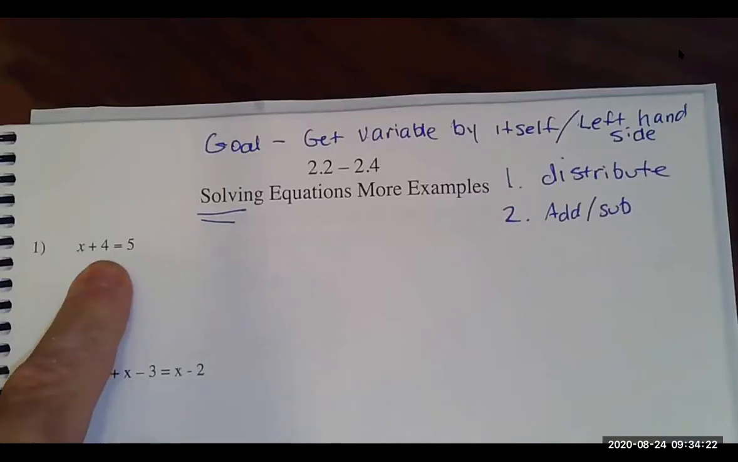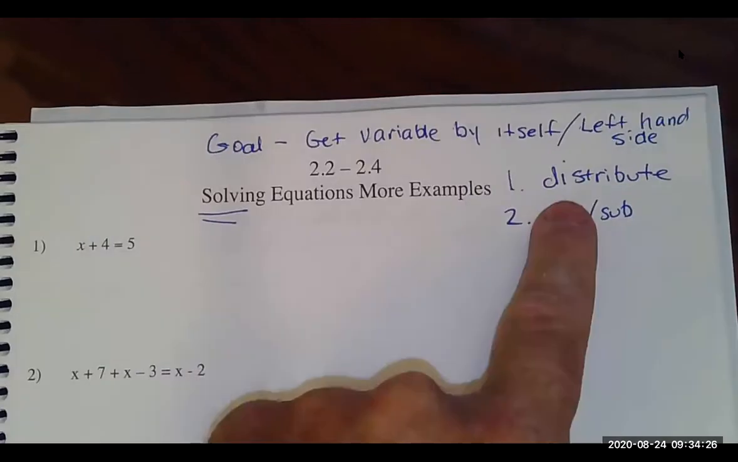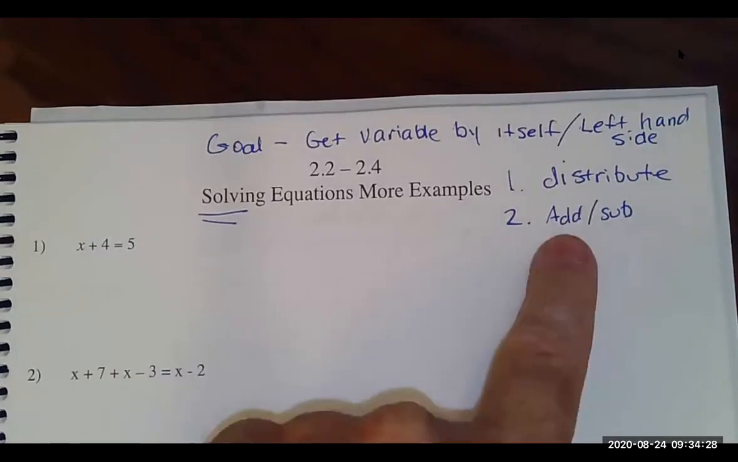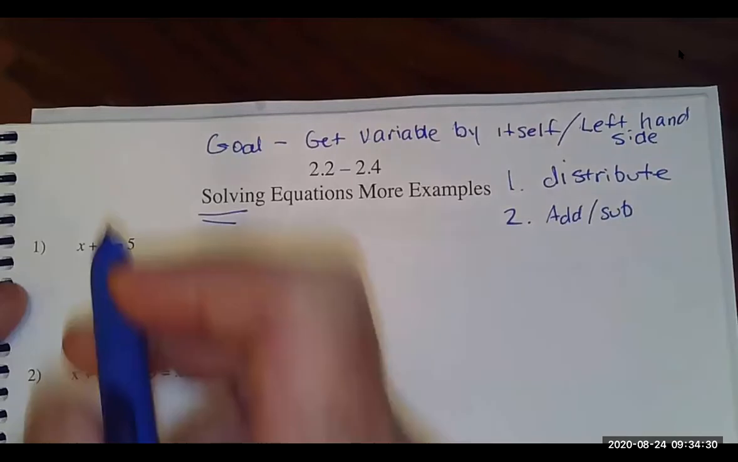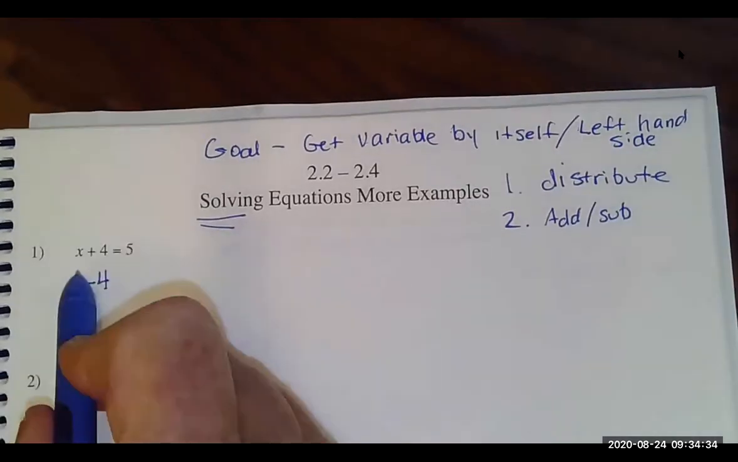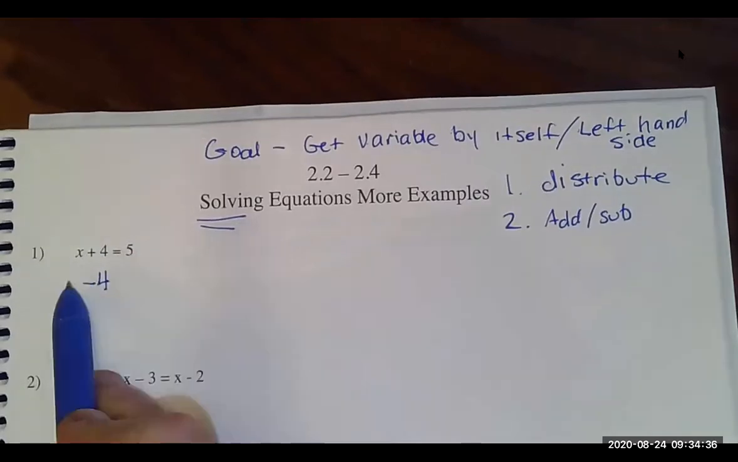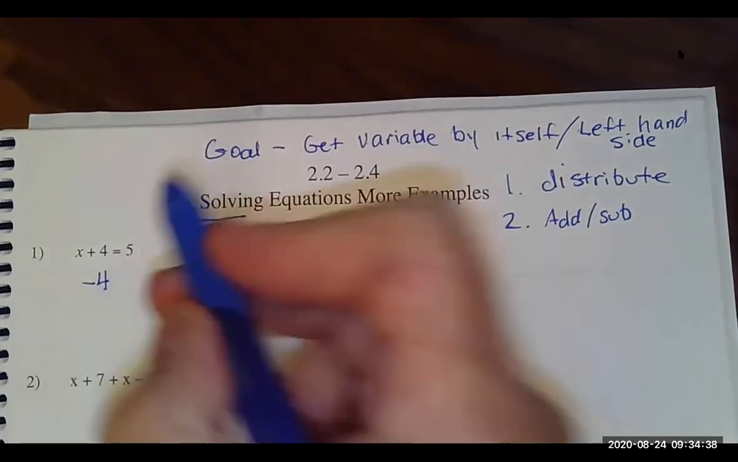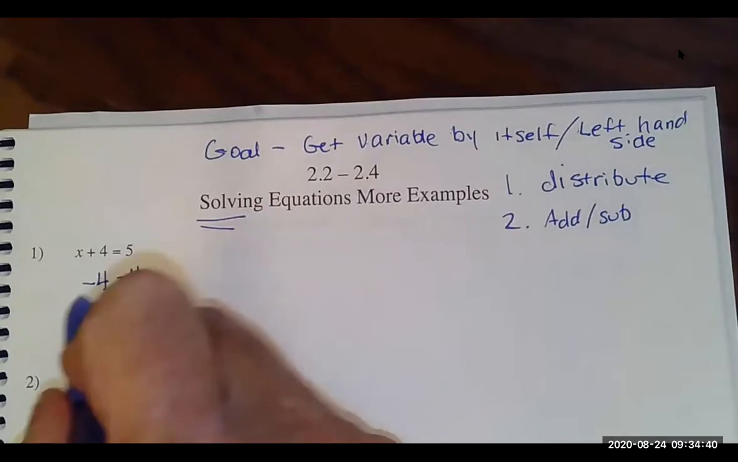Now there's no parentheses right here, and so that means there's no distributing. So then I'm going to add, subtract. What you do to one side, do to the other. So I think most of you probably say the answer is 1. Isn't it? 1 plus 4 is 5. The answer is 1. Right? Subtract 4, subtract 4.